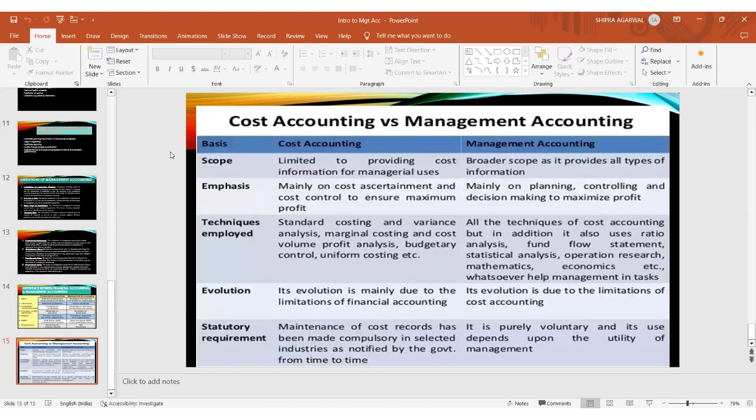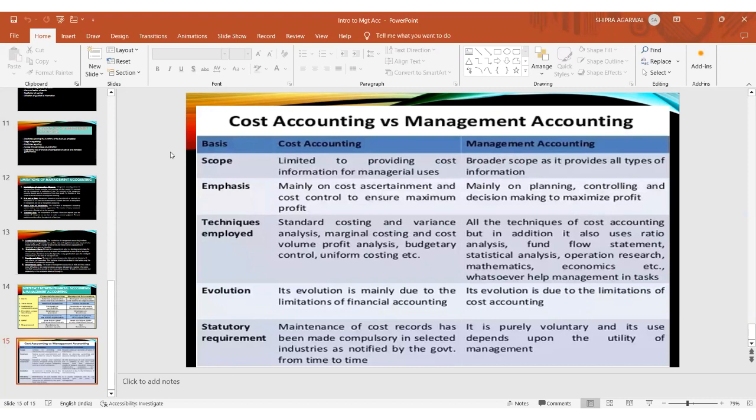Now, if I talk about the evolution of cost accounting, cost accounting came into picture because of the limitations of financial accounting. Financial accounting was telling you the profit earned or loss suffered. It was telling you what all happened during the year in the organization, but it was not telling you the cost of a particular product that you are manufacturing, that is your basic product through which you are conducting your business, right? So as a result, cost accounting evolved.